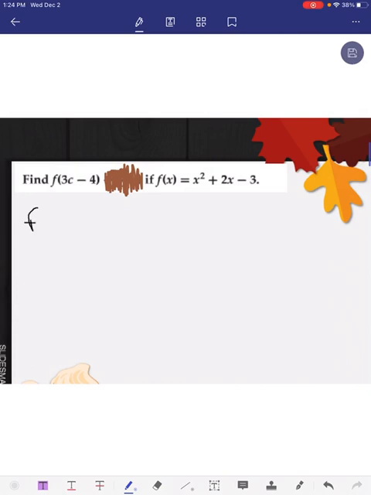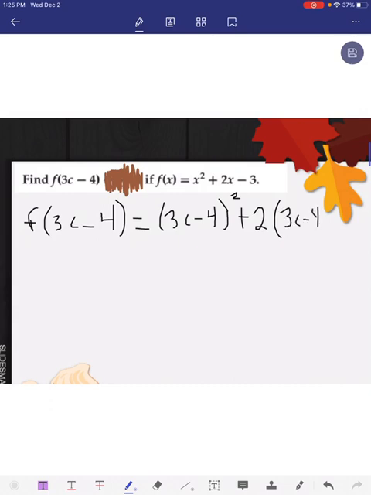So, just like before, we can think about it like copying and pasting. Before, we copied that 5 and that negative 4, and we pasted it anywhere that we had an x. We're going to do the same thing here, except we're going to copy that 3c minus 4, and we're going to paste it anywhere that we have an x. So instead of writing x squared, I'm going to replace that x with a 3c minus 4. And again, on the second x, I'm going to replace it with 3c minus 4.